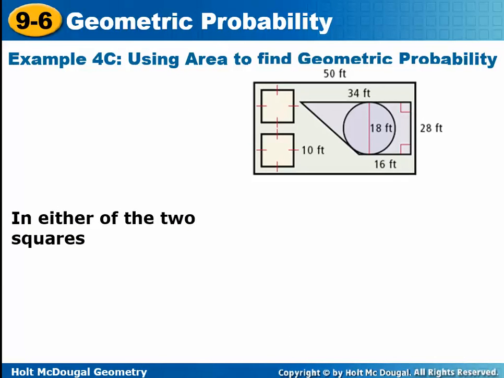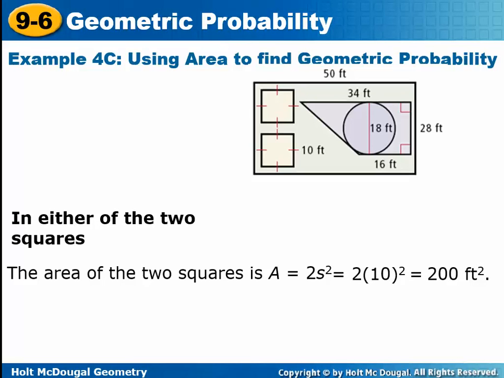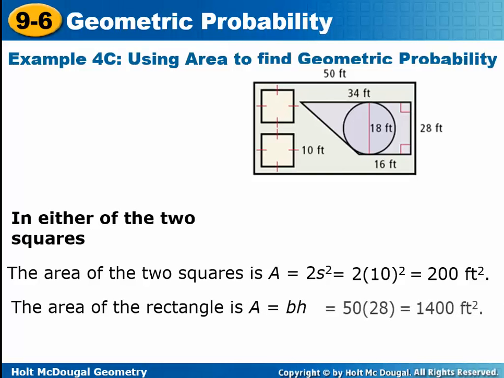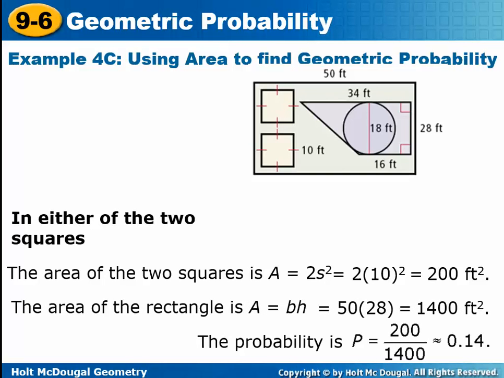Okay, well, let's find the probability that it will lie in either of the two squares. The area of the two squares, we could just find one of them and multiply it by 2. And one side of the square is 10, so 10 squared is 100, and there's two of them, so 200 square feet for the squares. Now we already know that the area of the rectangle is 1,400, so we just take 200 over 1,400 to get the probability that a point chosen at random would lie inside either of the two squares would be approximately 0.14.